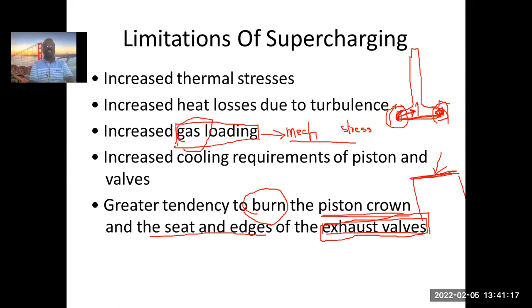Because this increase in mechanical stress is happening due to the increased pressure of the gas or the charge inside the combustion chamber, and that is where we are calling it gas loading. I hope you understood. Yes, sir. Any other point which is not understood? Anybody having any doubt with respect to limitations?